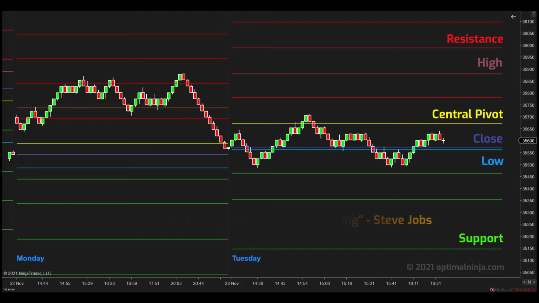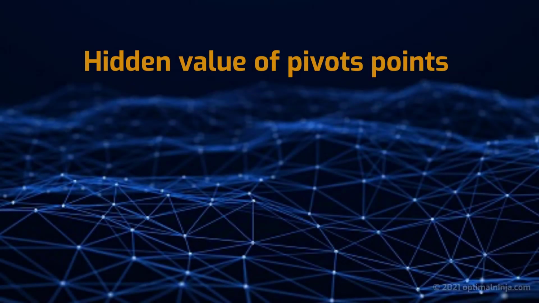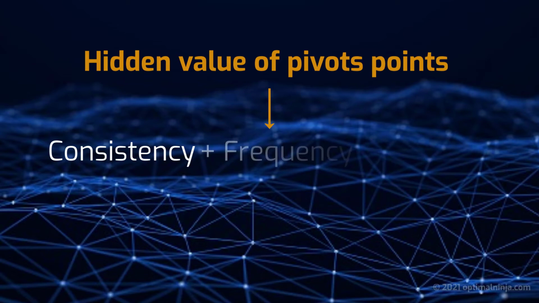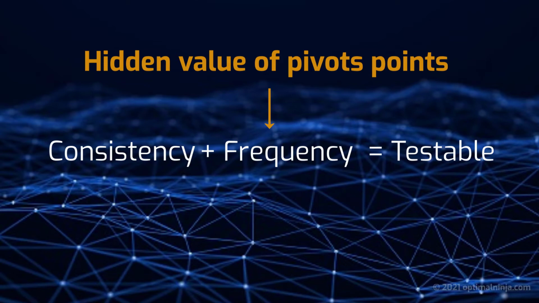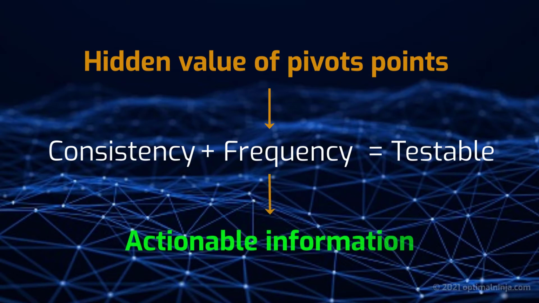So by now you're probably saying, well, if we can't use them as support and resistance levels, what exactly can we do with them? Why would anyone use them? So let's have a look. The value of pivot points lies in their simplicity. Firstly, as already stated, there is consistency to how they're calculated, and secondly, they occur every day, which means we have frequency and therefore a very large data set. These two characteristics mean that pivot points are testable, and from tests we can compile statistics, and from statistics we can glean information to inform our trading.